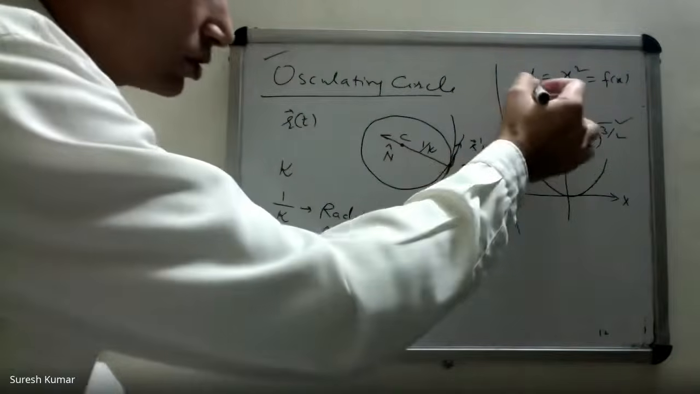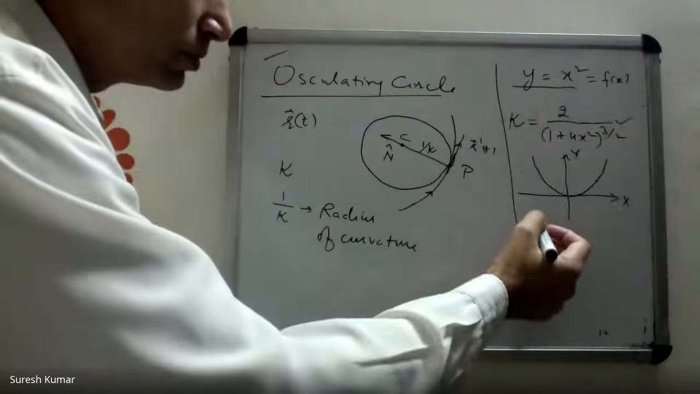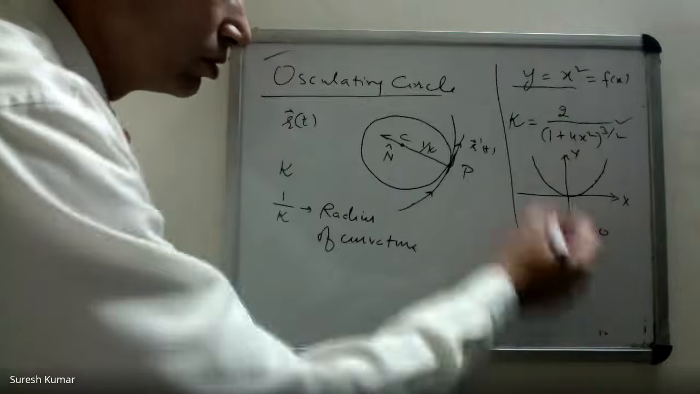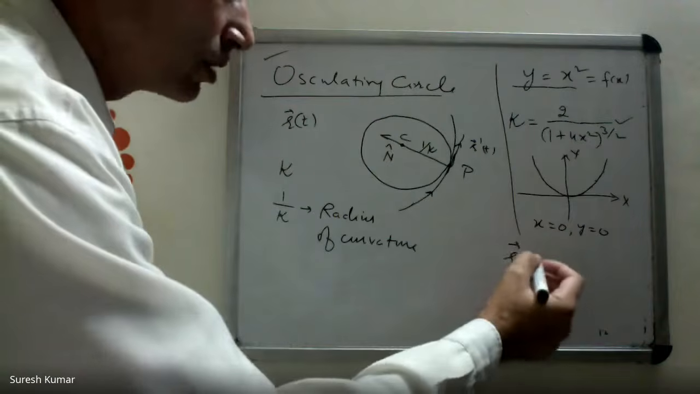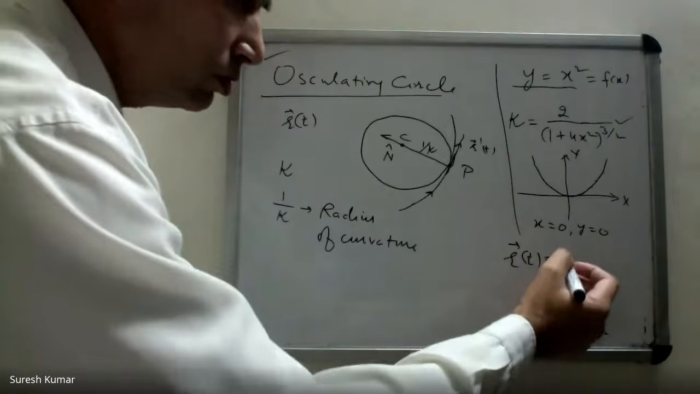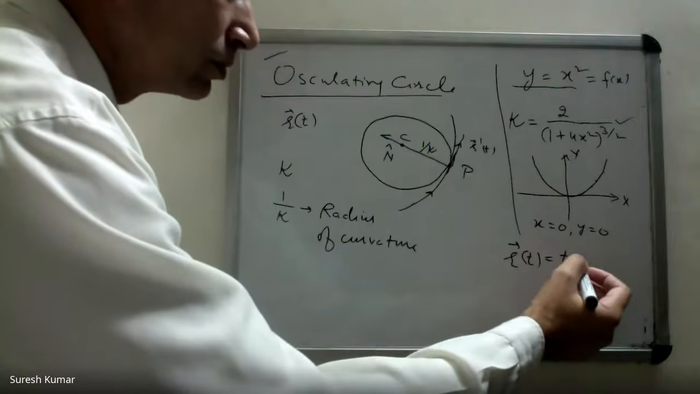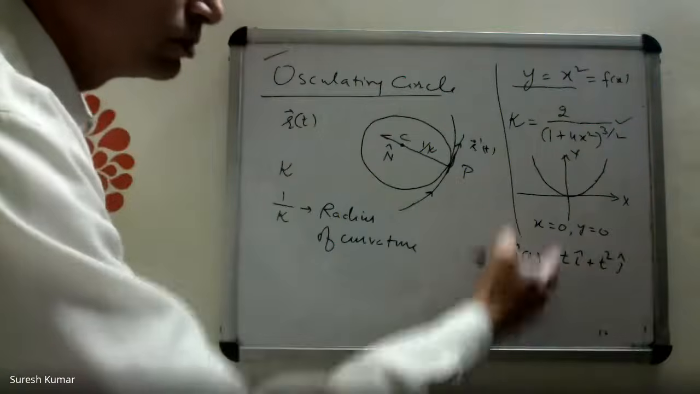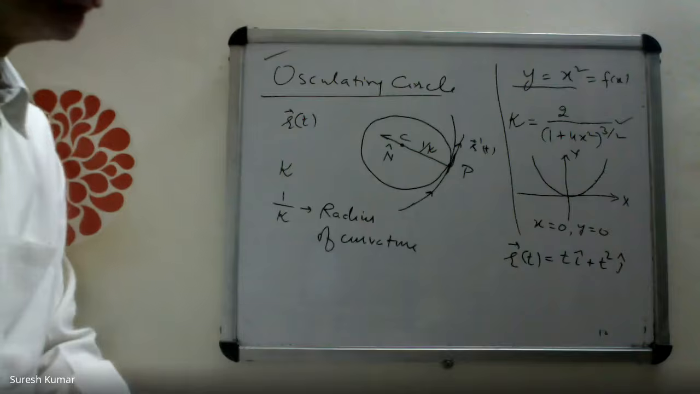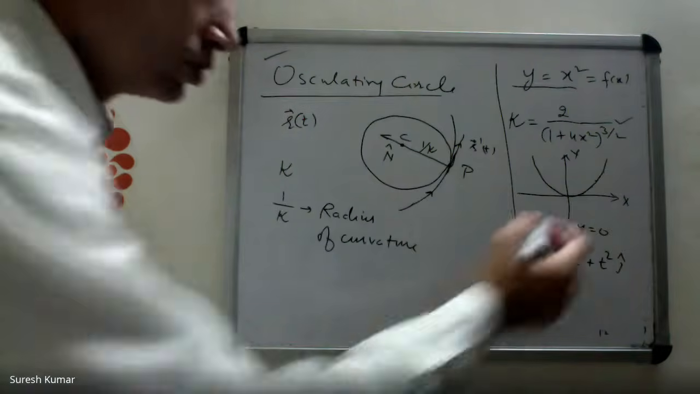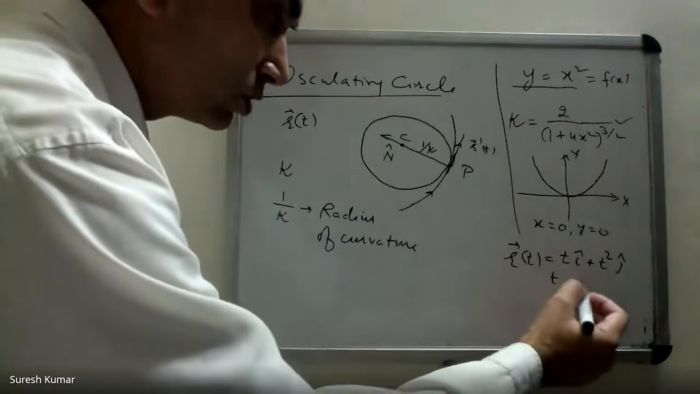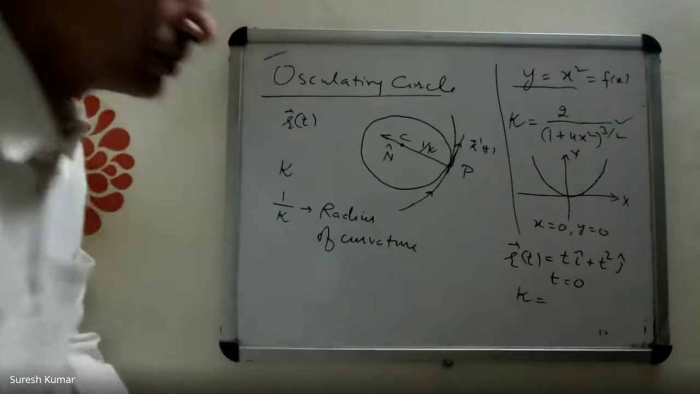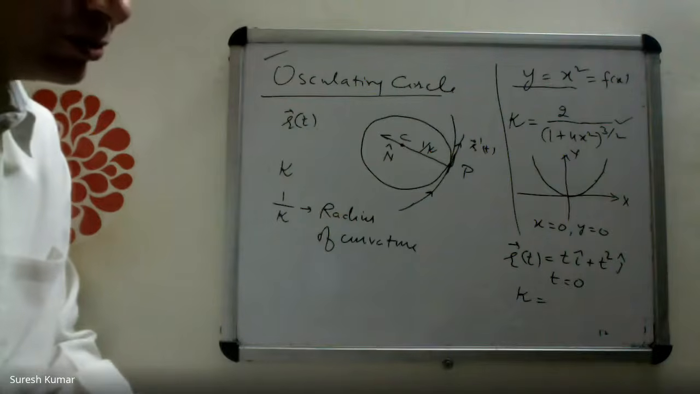So can you find the osculating circle for this parabola at x equal to 0, at the origin, at x equal to 0, y equal to 0? Let me write this parabola in the form r(t) equal to t i cap plus t square j cap. So this point corresponds to t equal to 0. Can you tell me what is kappa at t equal to 0?